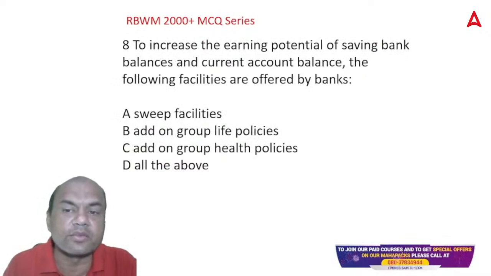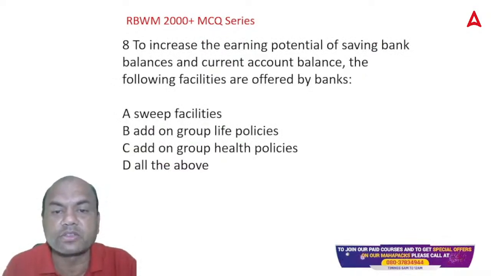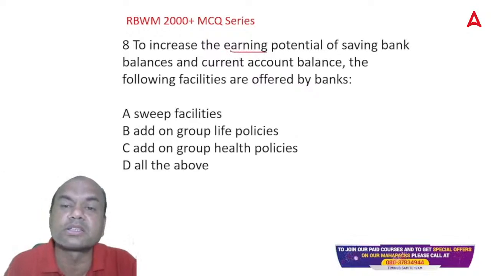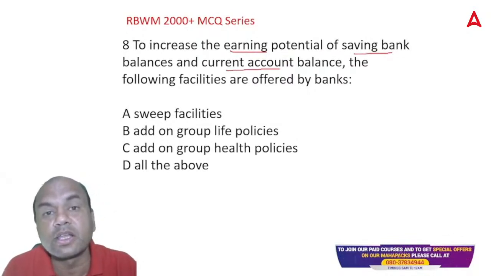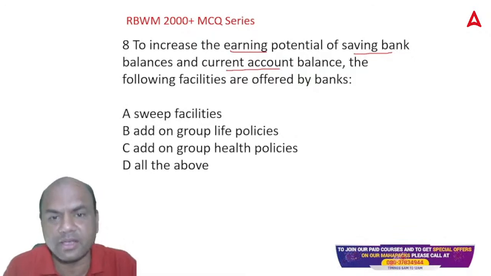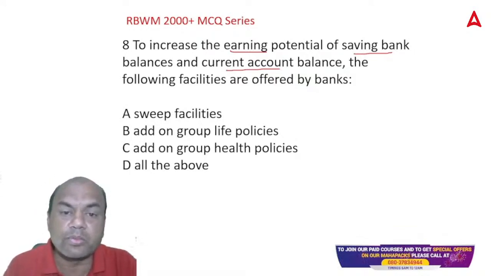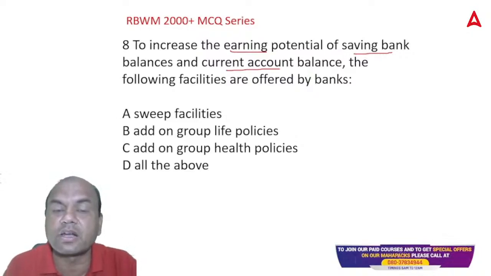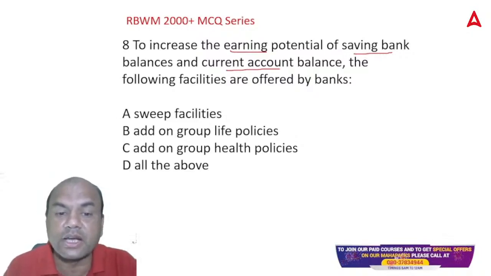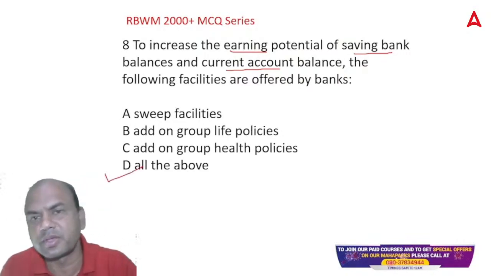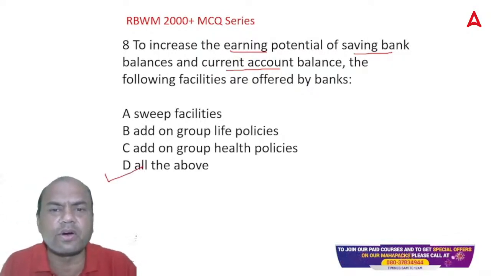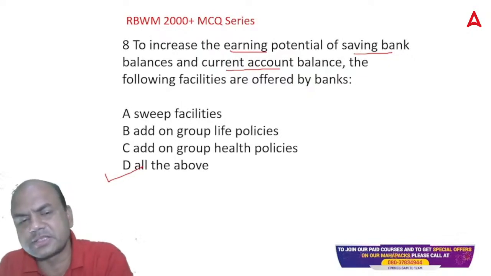To increase the earning potential of savings bank balances and current account balances, banks offer which of the following? What I mean by earning potential here is, the more the customer keeps the MAB, monthly average balance, in savings and current, the more is the earning for the bank, right? Because it's floating money, free money, actually. So banks will offer more products so that the customer keeps more savings and current account balances. Sweep facilities, add-on group life, add-on group health, and all of them. Obviously, the answer is all of the above. Everything the bank does nowadays is for increasing the savings and current account balances, the CASA balances.